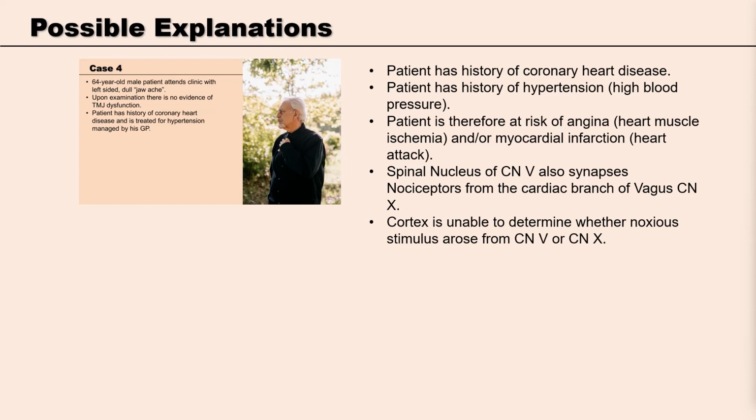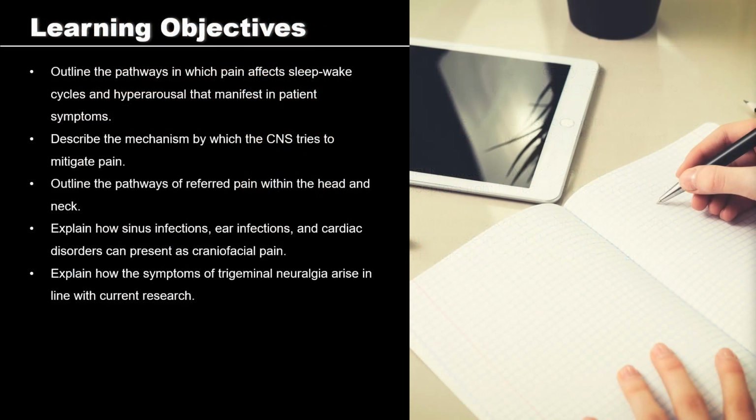Therefore, it might be that this patient is having cardiac events, but the cortex is unable to determine where the pain originates, whether it's from the heart or the jaw. So those are interesting cases. Now let's move on and look at trigeminal neuralgia, which is another type of pain, but with a different mechanism to the one we've looked at involving the spinal nucleus.